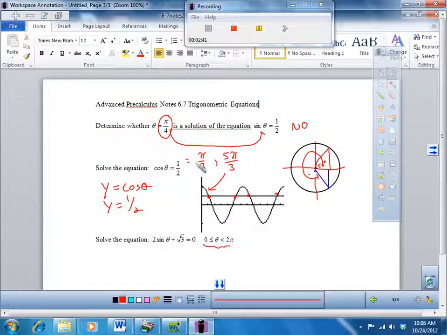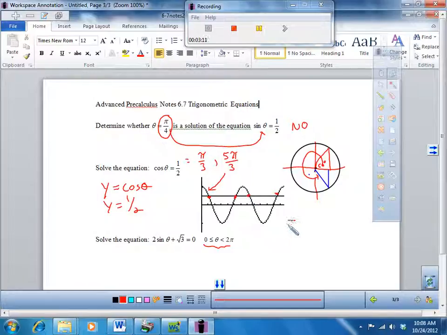So if you want to find all solutions, every time I go around the unit circle, this thing is going to be 1/2. So this corresponds to pi over 3. This corresponds to 5 pi over 3. But this corresponds to the next time I go around the unit circle. So how many pi is it from here to here? 2 pi, because you're going around the unit circle again.